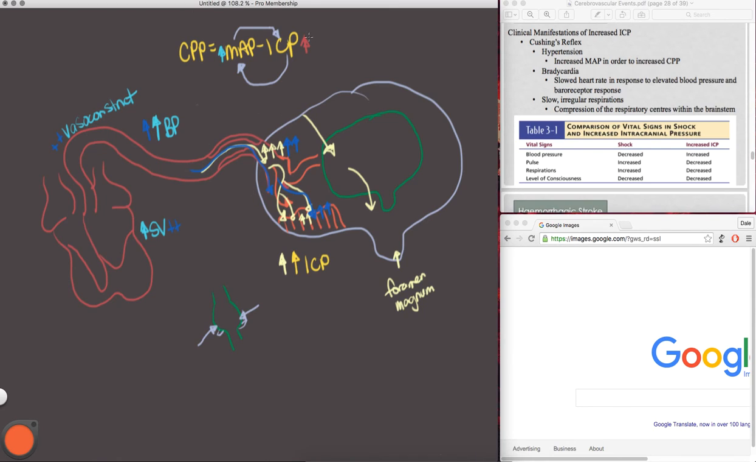Remember that this is going to be a cyclic increase, or we're going to be constantly increasing this MAP. So these patients should be relatively hypertensive. When you're looking at blood pressure, you may see an increasing blood pressure, and these patients may have quite elevated blood pressures in response to this attempt to increase MAP. So in terms of our Cushing's reflex, hypertension is one of the things we're looking for.